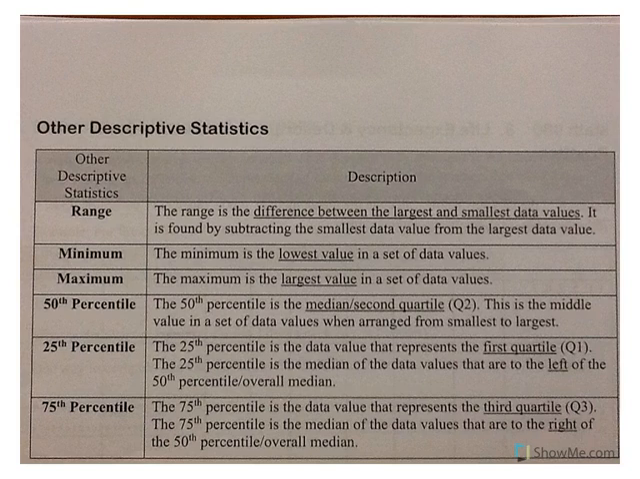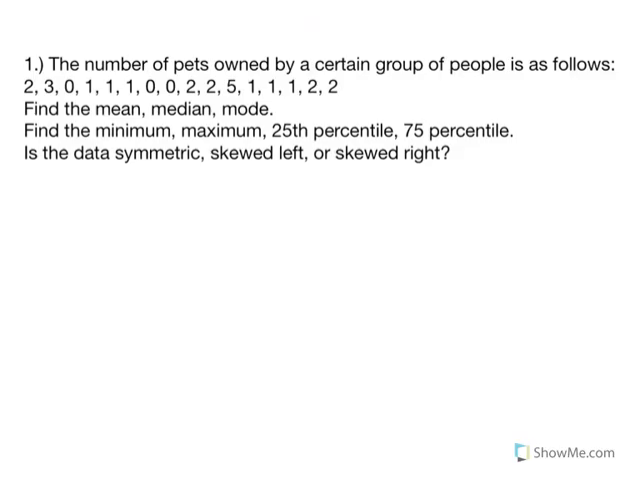Welcome to this video on other descriptive statistics. So we had a video earlier on mean, median, and mode, and this one talks about other ones. So range, minimum, maximum, the 50th, 25th, and 75th percentile. So we'll talk about all of these in addition to the mean and the mode, because the median is the 50th percentile. So let's look at this data.